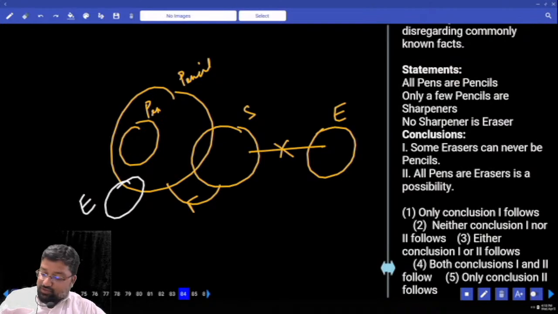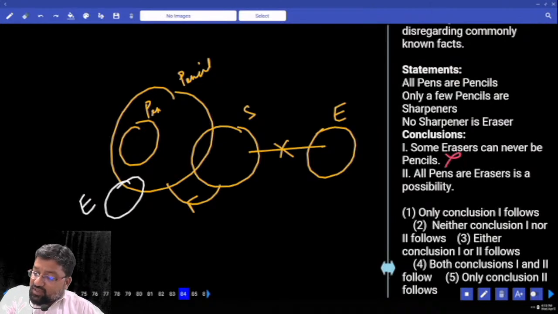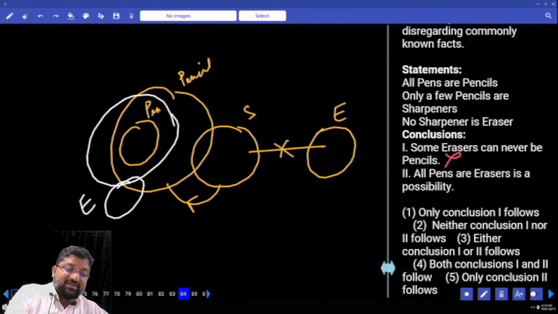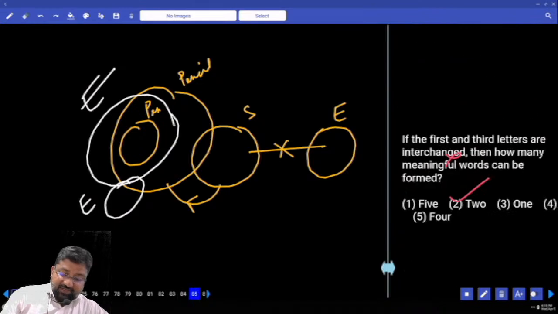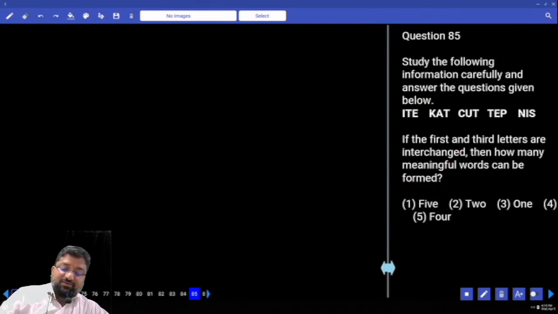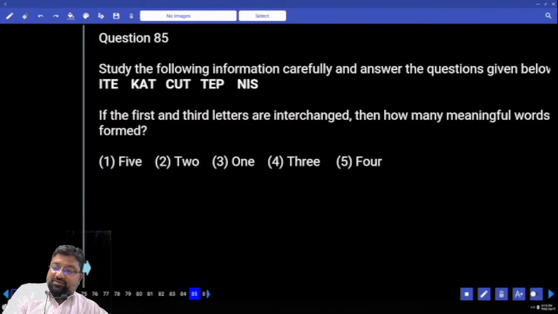And he is wrong. Next is what? All pens are erasers is a possibility. All pens are erasers. Happy. Is it a possibility? Yes. What's my answer? Only 2. Clear? 85. This is a question on 3-letter words.